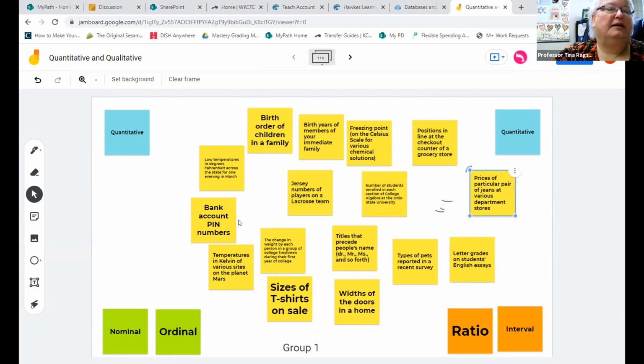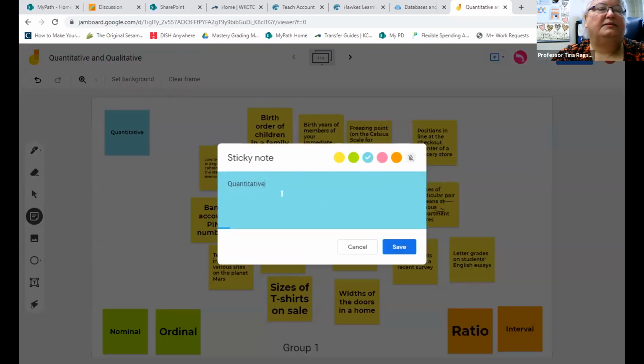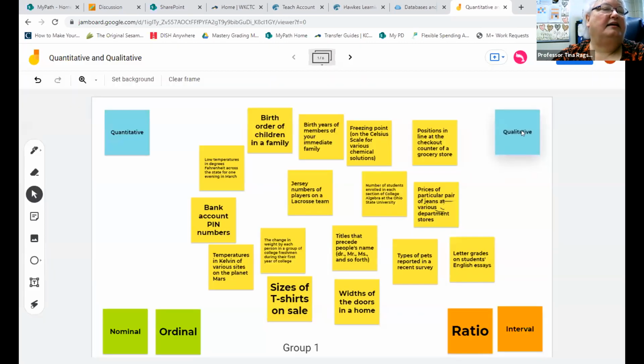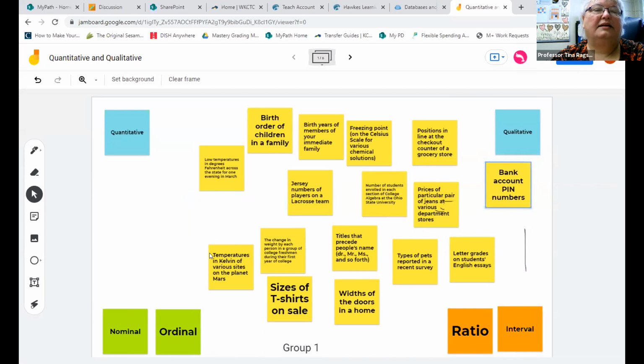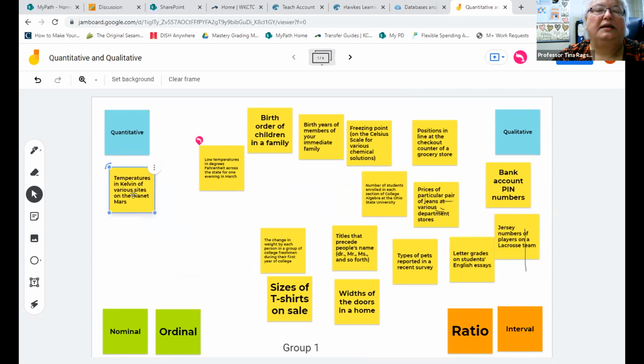What students can do is just start moving these. So like bank account or PIN numbers, would that be a quantitative or a qualitative? And oops, I've got quantitative on both of them. That's really smart. Didn't notice that the other day. All right, so that would be qualitative because it's not a number. So you can slide it over here. And jersey numbers are a label. Temperatures would be a measurement.